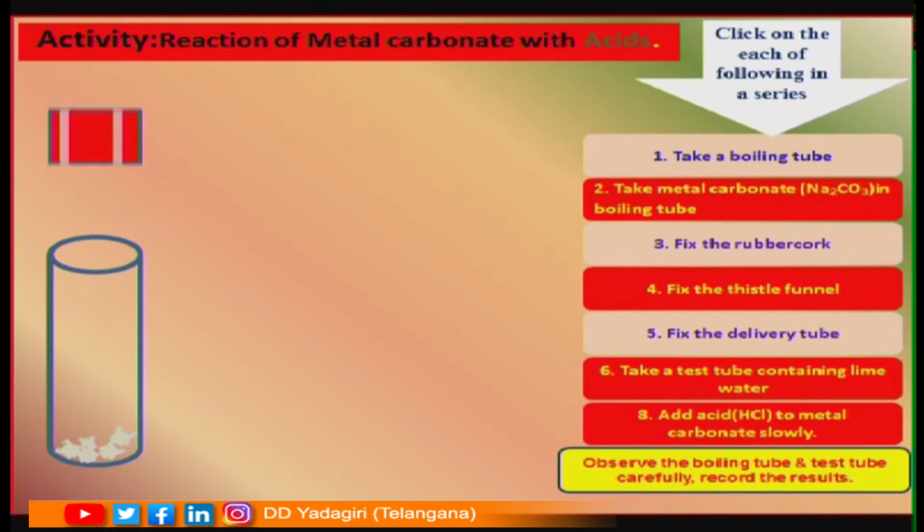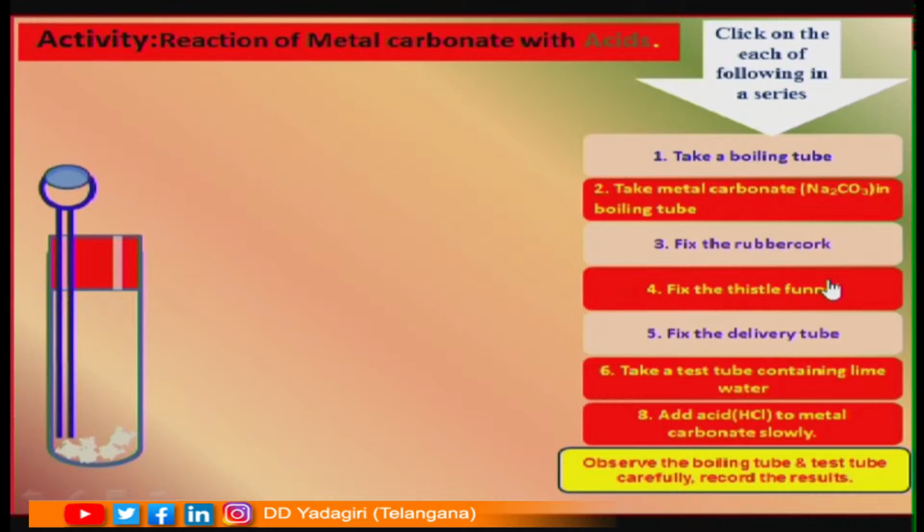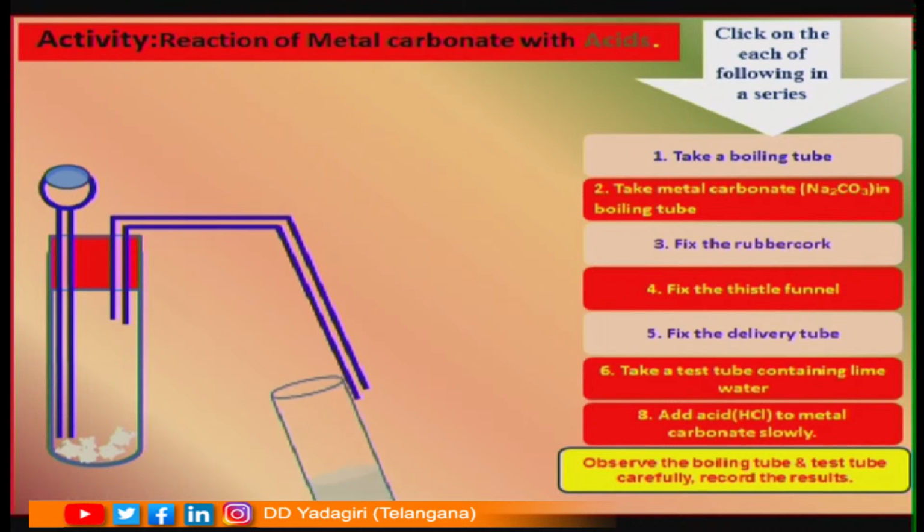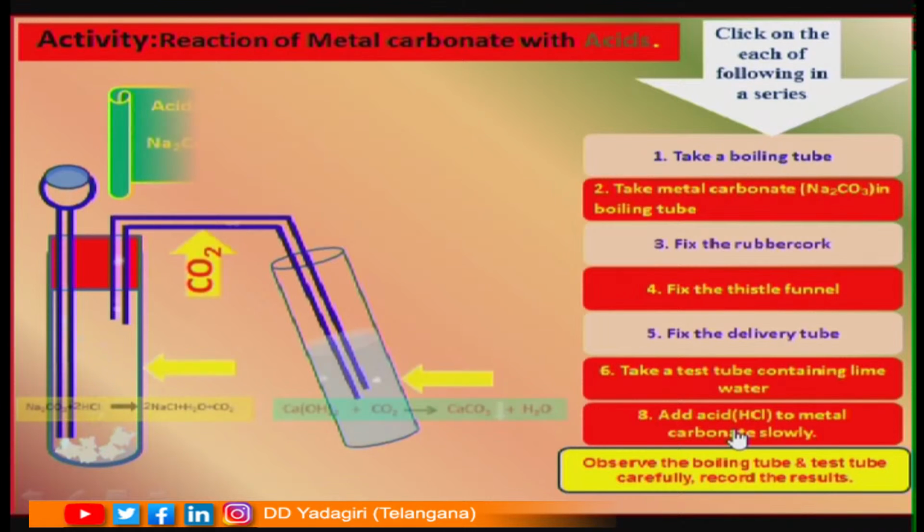Now, fix the rubber cork. You notice that the rubber cork has two holes, one for the thistle funnel, another for the delivery tube. Now, attach the thistle funnel. Why is this thistle funnel used here? In order to deliver acid into the boiling tube. The delivery tube is attached to the other hole of the rubber cork. Now, take a test tube containing lime water. Initially notice that lime water does not have any color. Now, observe carefully what happens. Add some HCl to this carbonate salt.